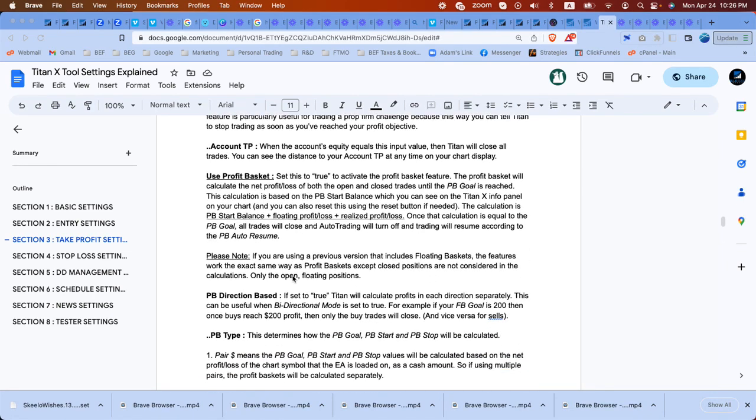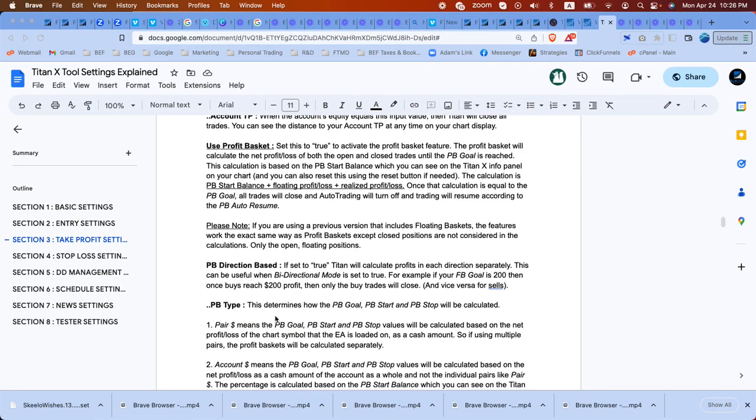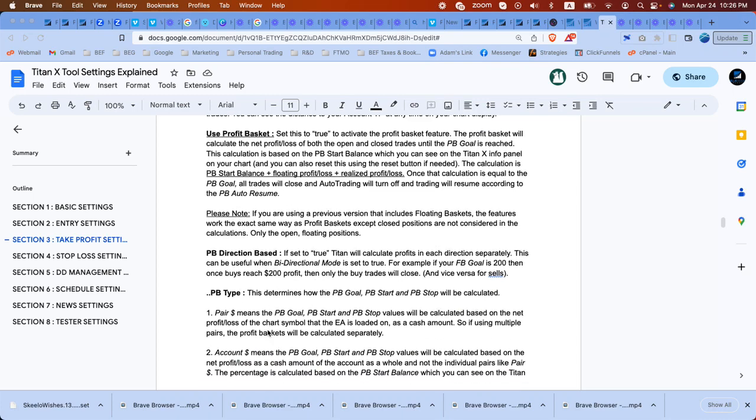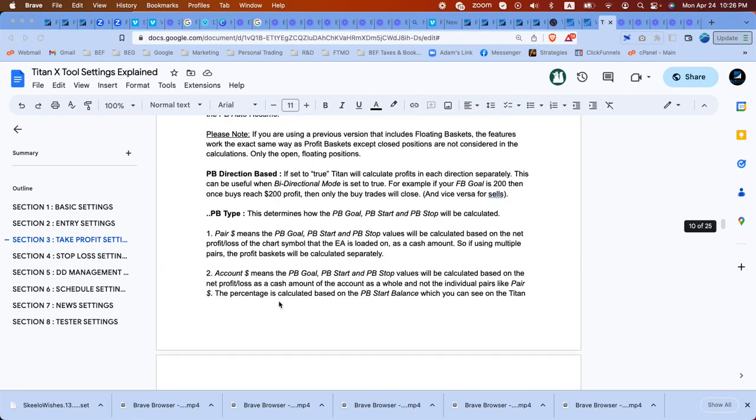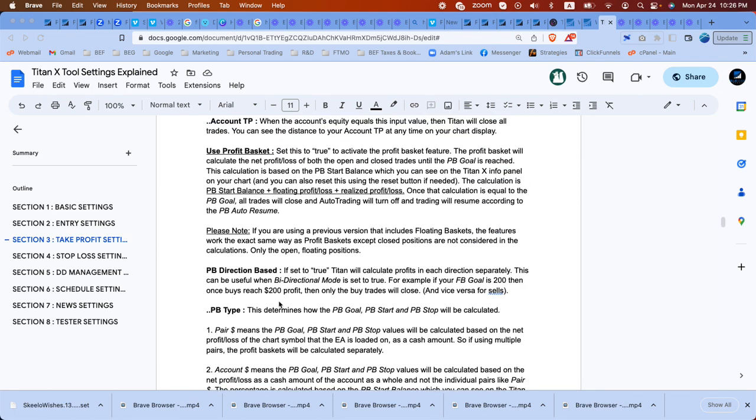So I'll be going through each one of these settings and subsettings of the profit baskets, including that trailing stop loss feature that I was just talking about. And I'll try to give some visual examples as well to hopefully help you understand this profit basket feature here.